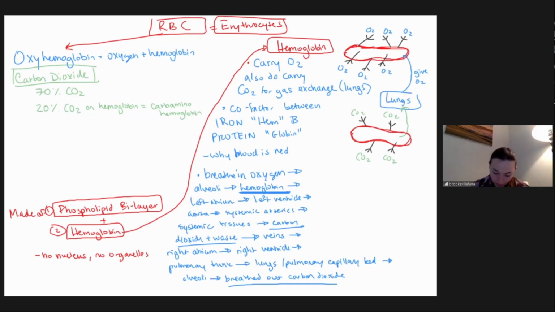Carbaminohemoglobin. This would all be one word. Carbaminohemoglobin. Good? So that's the name for when carbon dioxide is carried on the hemoglobin 20% of the time. 10% of the time, carbon dioxide is just straight gas. So it's just floating in the blood.